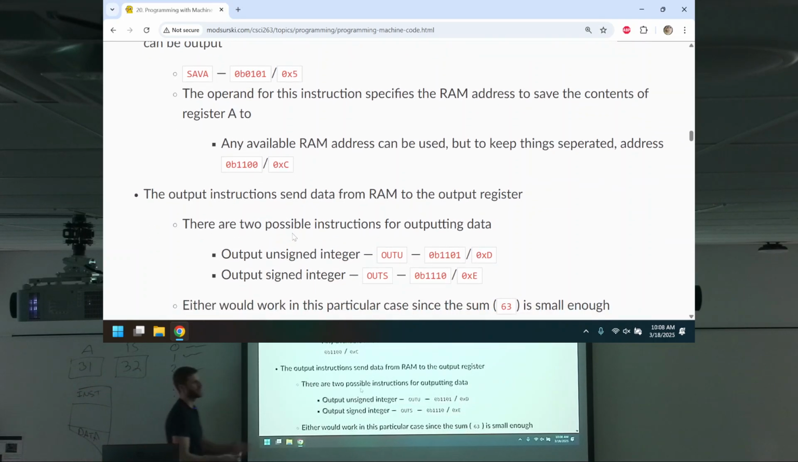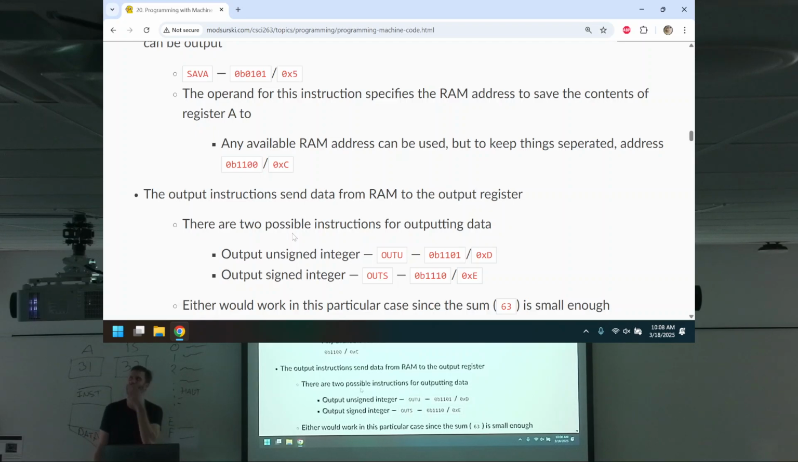Any RAM address, okay, the operand, we need an operand. Where are we saving it? Well, a RAM address. Which RAM address should we use? Well, really we could use anywhere. Ideally, it's not RAM that's important, right? We don't want to say go to memory address 4 and overwrite it with this value because, I don't know, there's probably an instruction in memory address 4, right? We don't want to overwrite an instruction with something.